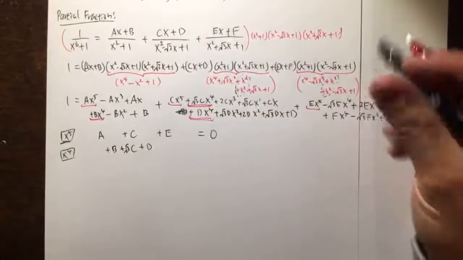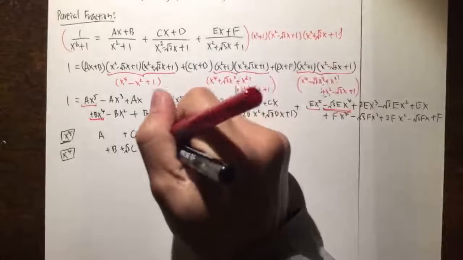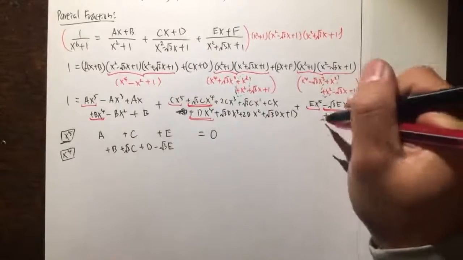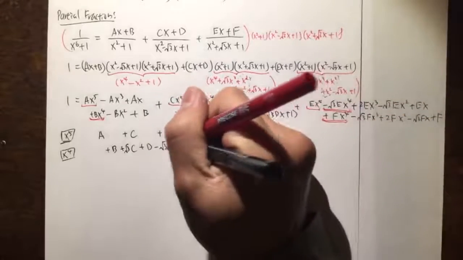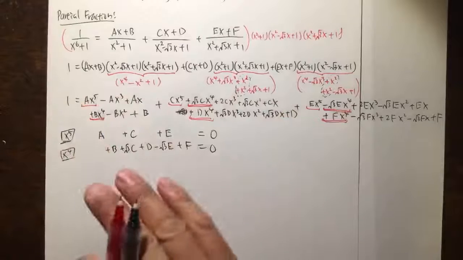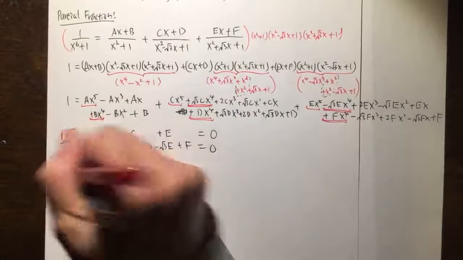And then the x to the fourth power, we have this right here. So that's going to be negative square root of 3e. And then lastly, we have the f x to the fourth power, so we put down plus f. And all this has to be equal to 0 as well because the left-hand side doesn't have any x to the fourth power. Now moving on to x to the third power.